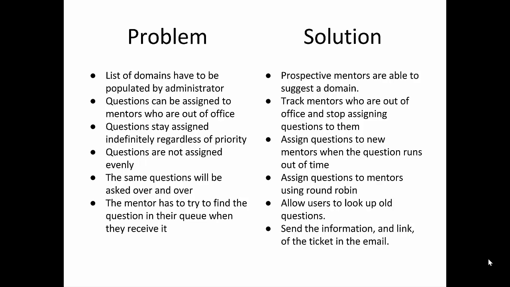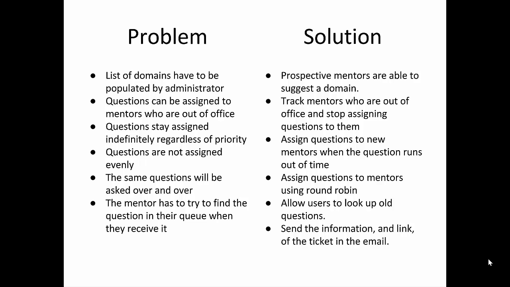Questions are not assigned evenly, meaning that the first mentor in the queue will be assigned a question over and over and over again until their max tickets has been reached, and then it will finally move on to the next mentor. My solution to this is to assign questions to mentors using round robin.